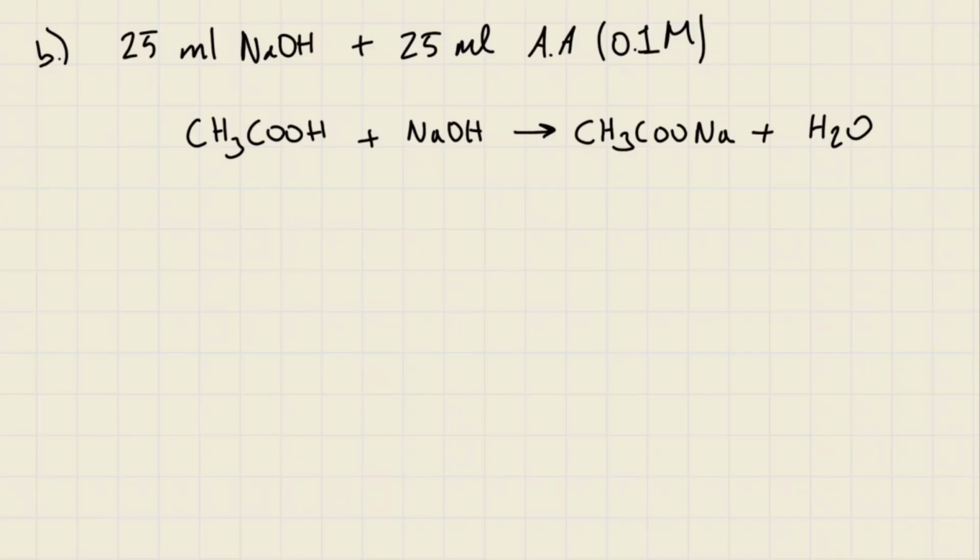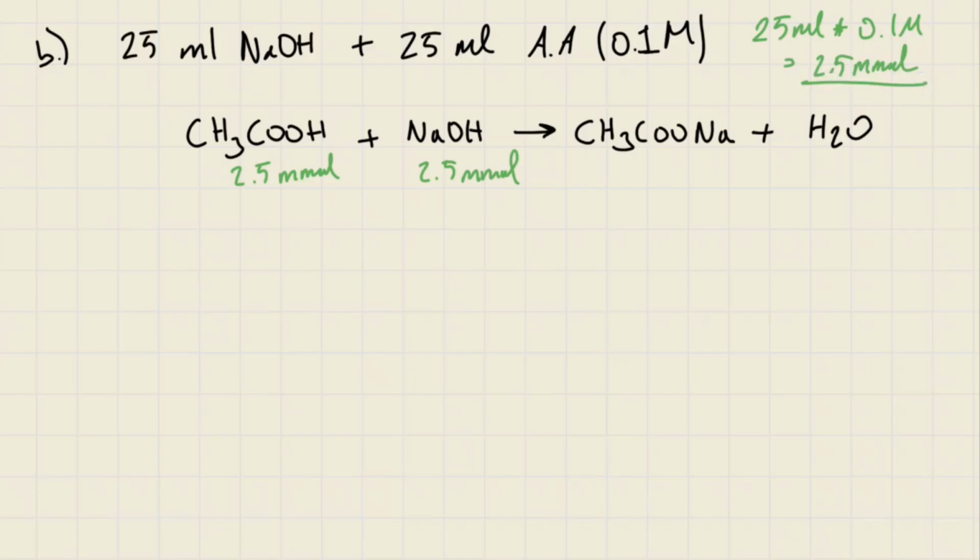And we have 2.5 millimole acetic acid and 2.5 millimole sodium hydroxide. I assume that you understood the millimole calculation. I just multiply volume times the molarity and it becomes millimole. That's all. So we will deplete both of them. There is no limiting reagent. And we will create the acetate and water.